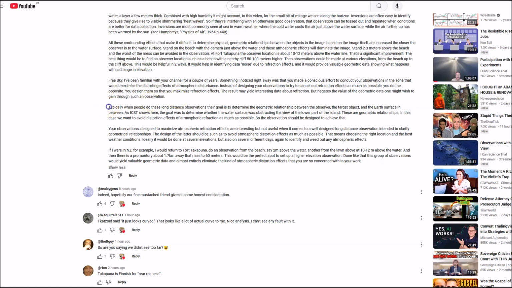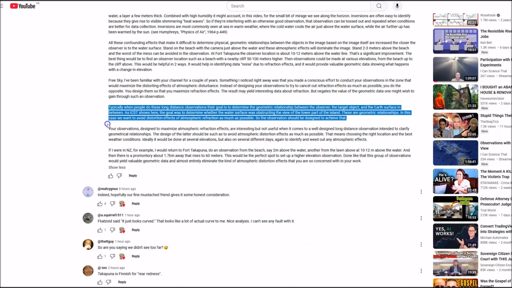Typically, when people do these long-distance observations, their goal is to determine the geometric relationship between the observer, the target object, and the Earth's surface in between. As Icahn Science shows here, the goal was to determine whether the water surface was obstructing the view of the lower part of the island. These are geometric relationships. In this case, we want to avoid distortion effects of atmospheric refraction as much as possible. So the observation should be designed to achieve that. And I'm going to reiterate, they designed their observations to do the opposite.